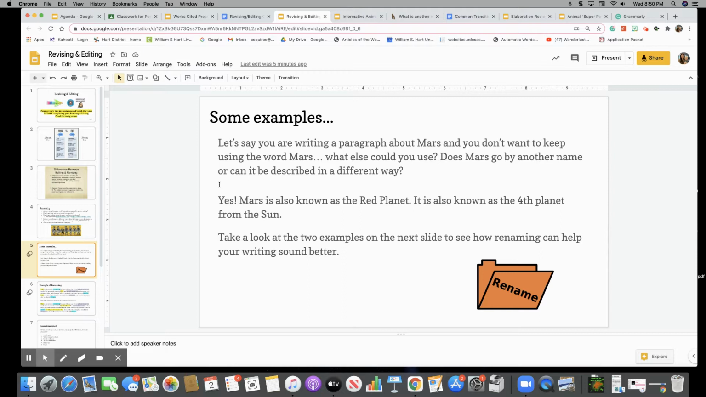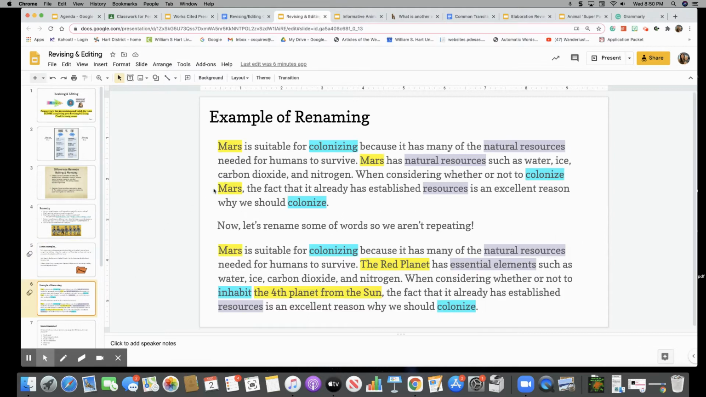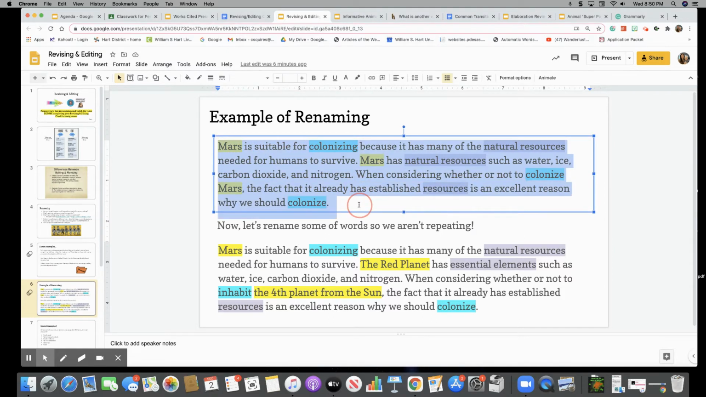And it's also the fourth planet from the sun. So I could use that in my writing, so I'm not having to say Mars, Mars, Mars all the time. So let's take a look at my example here. Here I am going to reuse a lot of the same words. So you'll notice that I reused Mars, colonizing, and natural resources quite a bit in my paragraph. So I would like you to read that.